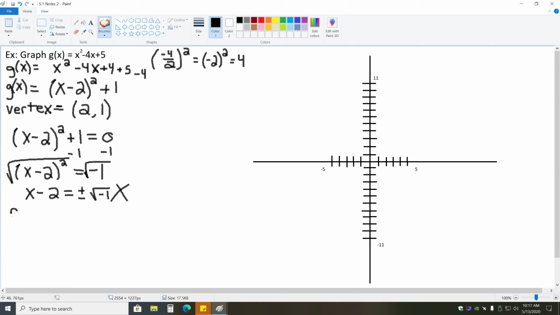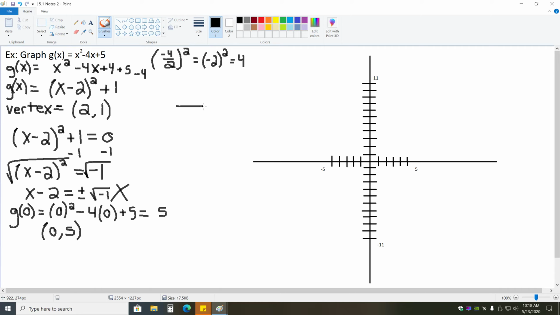The y-intercept will be found by just plugging in 0 into the function. So we get 0 squared minus 4 times 0 plus 5, which just leaves us with 5. So we just found another point, 0, 5. So as of right now, we have our vertex, we have our y-intercept, and that's it.